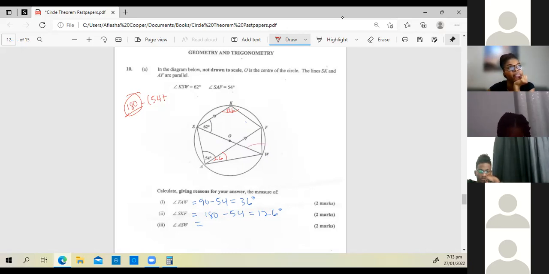How much is down here? How much is SWF? It's 54, because supplementary, right? How much is KFW? It's 118. How much would be this part inside here? Or any missing parts? Where can we go again?